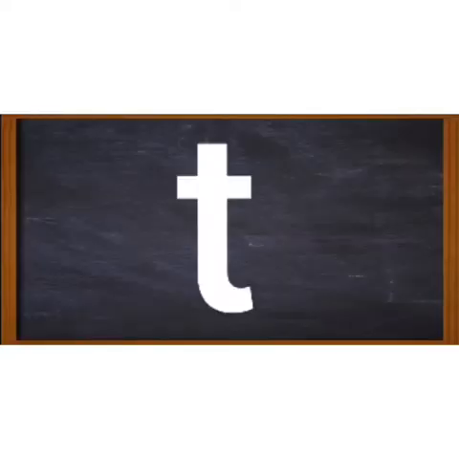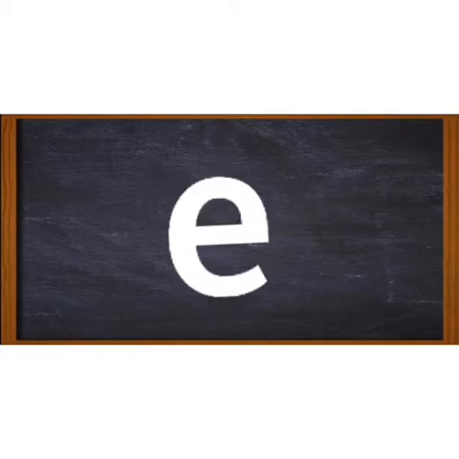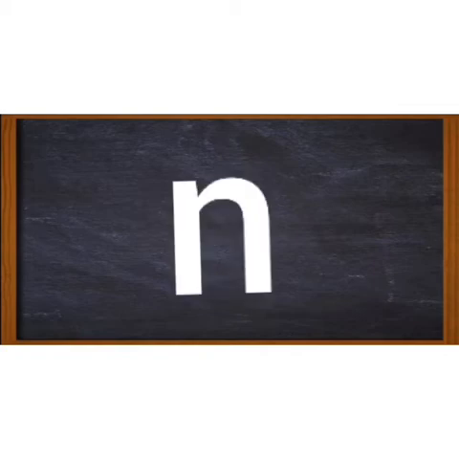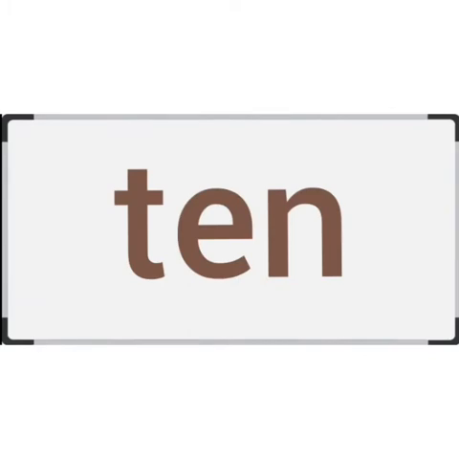The next one is letter T. Letter T sounds T. The next one, e. The third one, letter N. And then we have t, e, n. Very good. And the three-letter word there is what? Ten. The number 10. Very good.